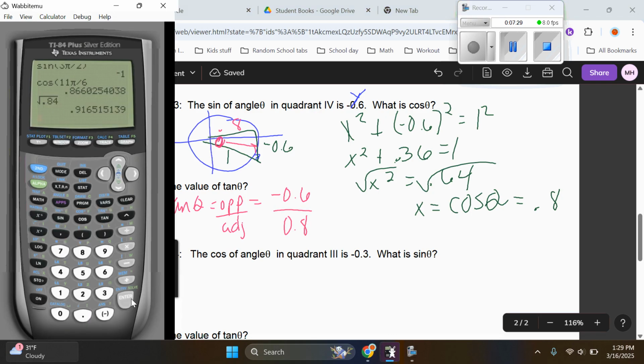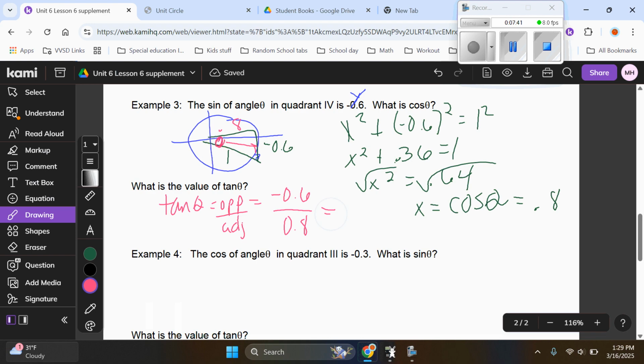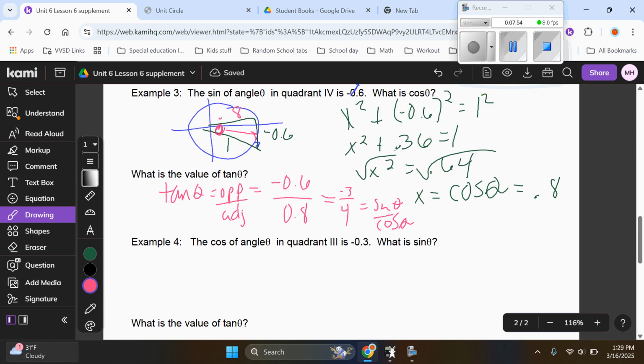And I can put that in my calculator, 0.6 divided by 0.8. I know my answer is negative, even though I forgot to put it in there. Math, enter, enter. And I get 3/4, so negative 3/4. I can also think of this as the sine of theta over the cosine of theta. Okay, pause the video and try example 4.